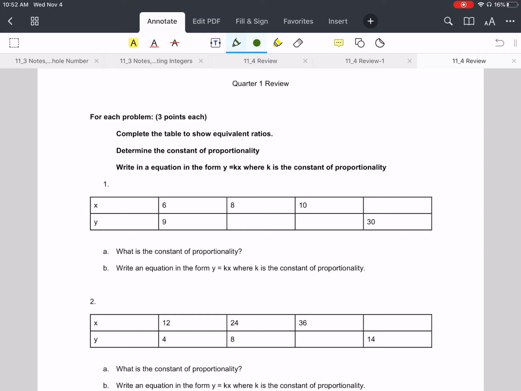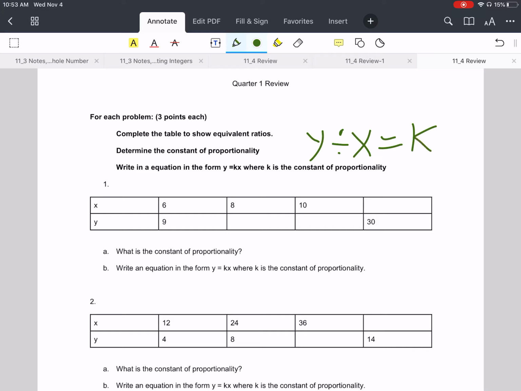Okay, question one. For each problem, complete the table to show the equivalent ratios, determine the constant of proportionality, and write an equation in the form y equals kx, where k is the constant of proportionality. So when we are filling out these tables, we know that they are proportional. So we want to find the constant of proportionality by doing y divided by x. And that's going to give us our k value.